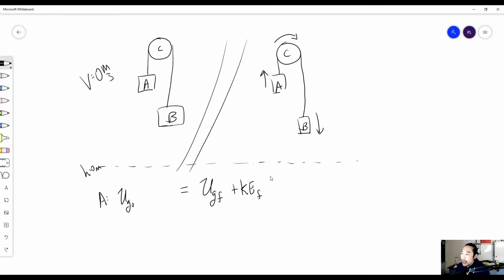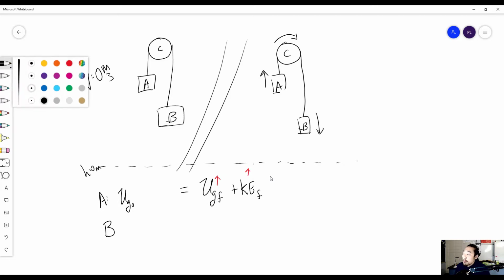And because the object is not rotating, we can say that it has no rotational kinetic energy. Now, what about object B? So for here, I'm just going to write this in with my arrows so that we have it for record. The gravitational potential energy increases, and the kinetic energy also increases because it's going to move up, it's going to speed up.